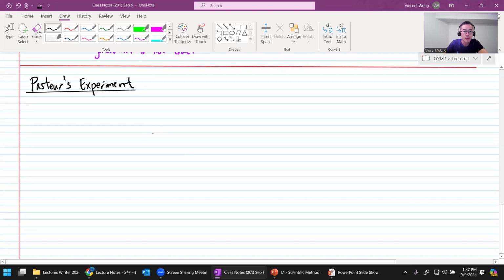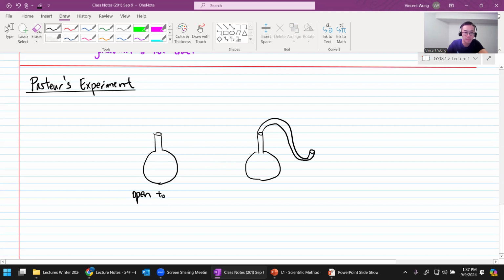So he had two flasks, and the kind of flask he used is called a volumetric flask. It looks like this. So that's one of the flasks, and then he had another one, and this one has a special neck connected to it. Like that. So this is called the open top flask. And because the neck here looks like a swan, this is called a swan neck flask. Okay.